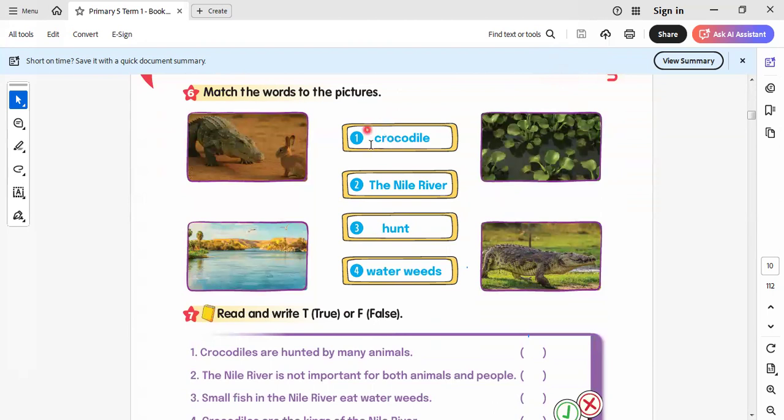Match the words to the pictures. Crocodiles. Which one is crocodiles here? This one, by this one. So I select this by this. River Nile, this one. Hunt, this one. So this is the crocodile. They want to hunt what? They want to hunt rabbit. Okay.